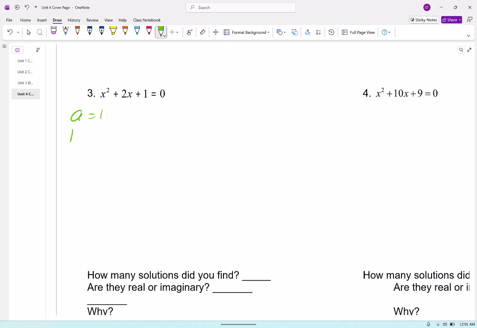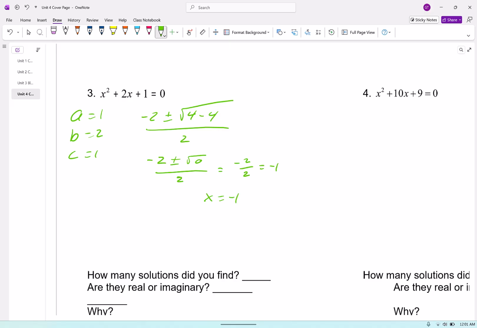a equals 1, b equals 2, c equals 1. Opposite of b, plus or minus the square root of b squared minus 4 times a, which is 1, times 1, which is 4, all over 2a. So I get -2 plus or minus the square root of 0 over 2. The square root of 0 is 0, so this simply becomes -2 over 2, or -1.